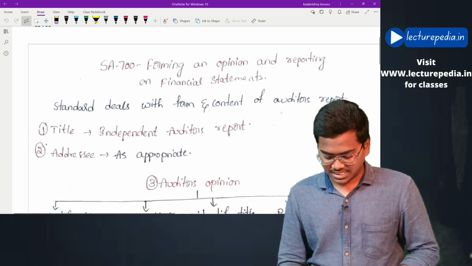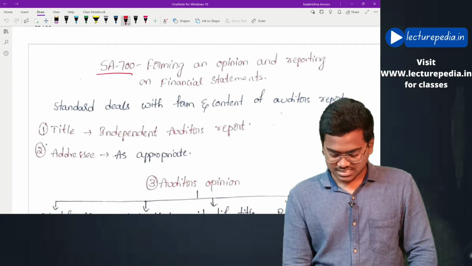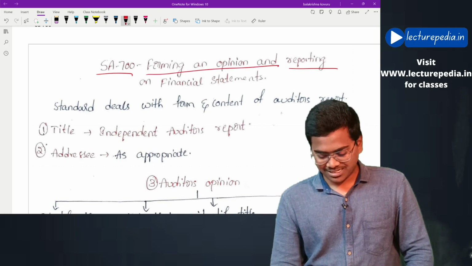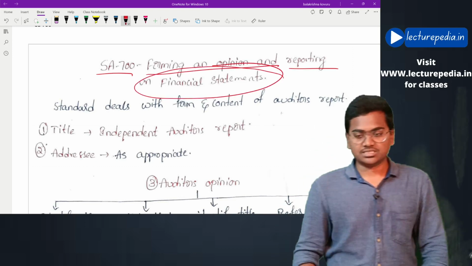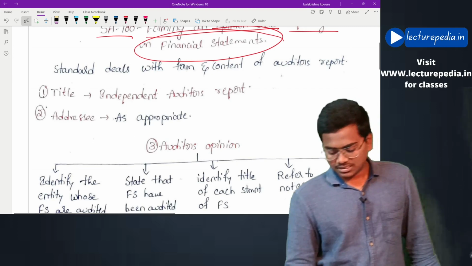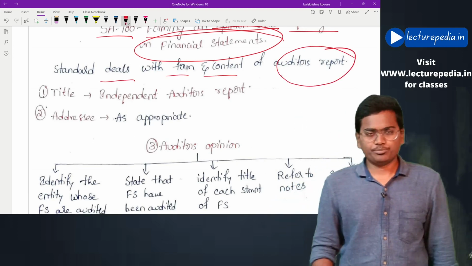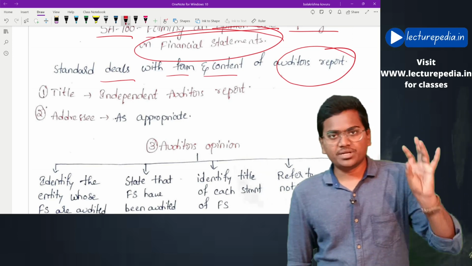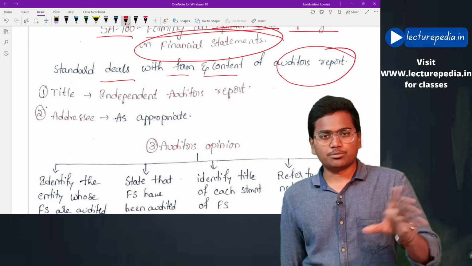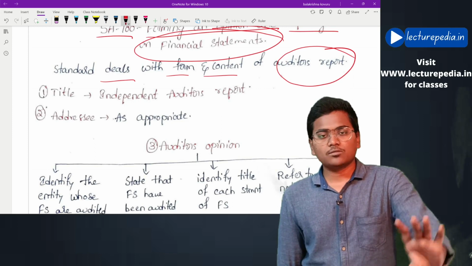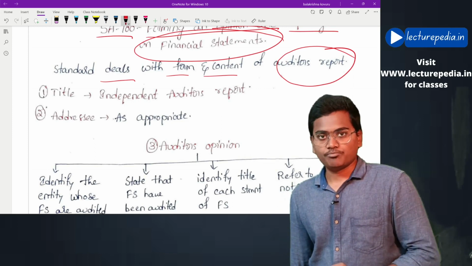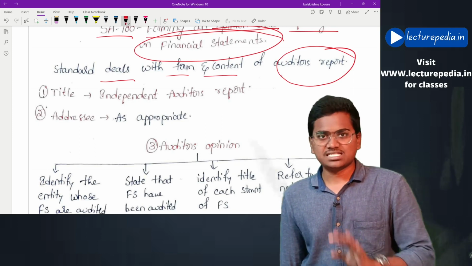Basically a simple standard. SS 700, forming an opinion and reporting on financial statements. Now, this standard deals with the form and content of the auditor's report. Basically, we have modified opinion and unmodified opinion. In case an unmodified opinion is given, then what would be the format of the audit report? Okay, in case of modification, we have SS 705.